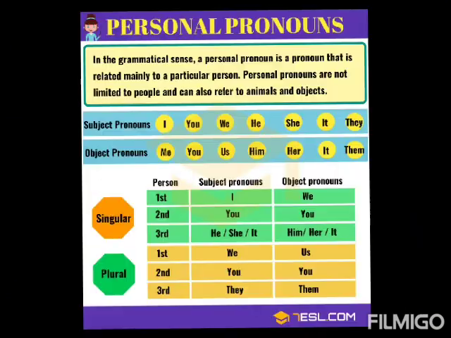Personal pronouns are associated with a particular person. Examples: I, me, he, she, it, you, we, etc. I am a good girl. I, personal pronoun. He has gone to the market. He, personal pronoun.